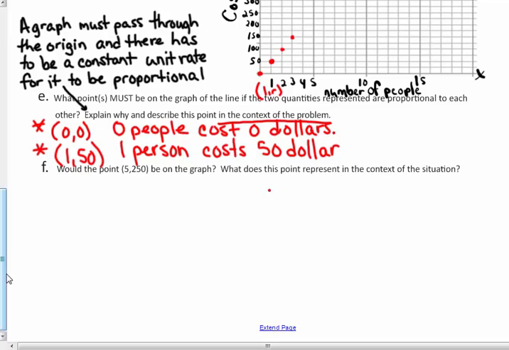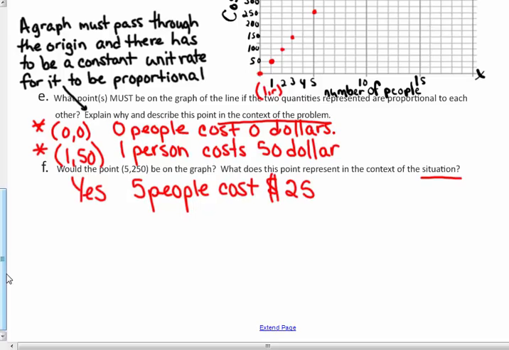Would the point 5, 250 be on the graph? Yes. Oh, I didn't put it on there. 5, 250, let's put it on there. Yes, it would be on the graph. What does this point represent in the context of this situation? It means 5 people cost $250, right? 5 people cost $250. And that's it for today.